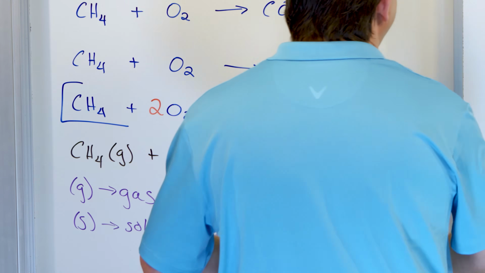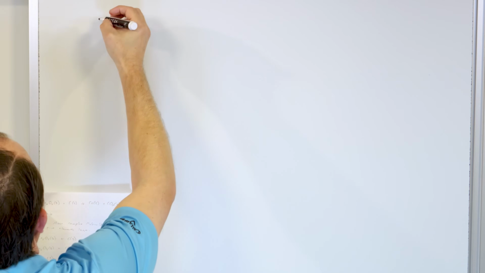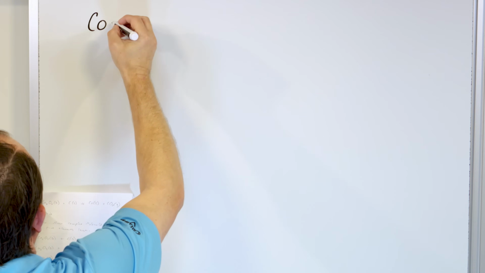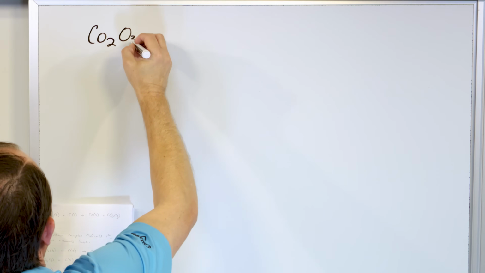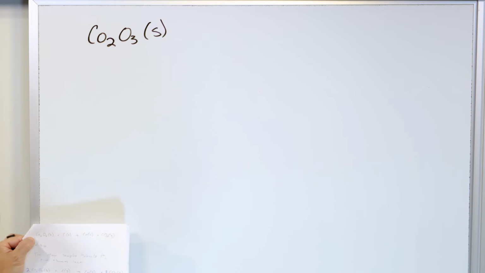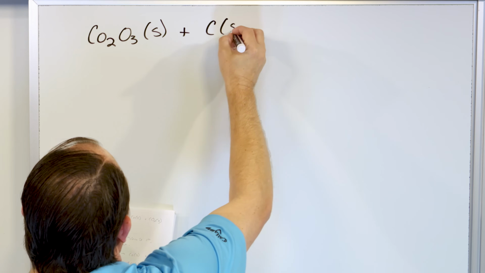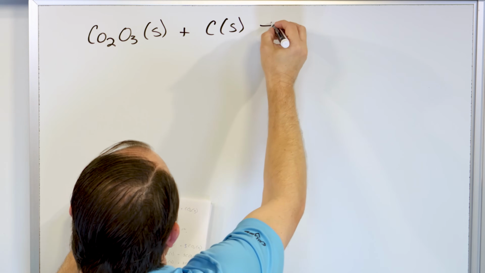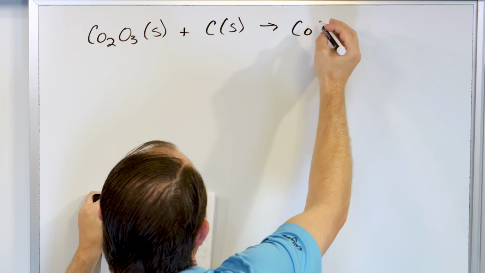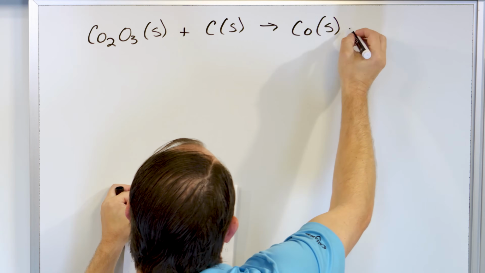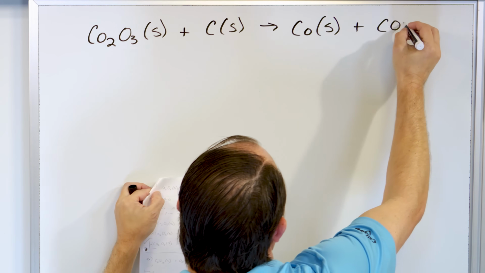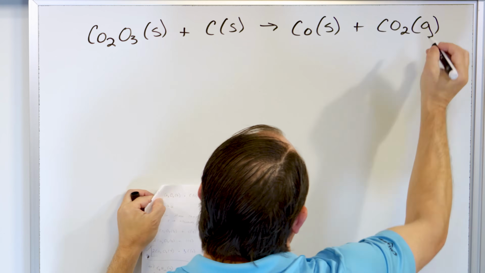All right, next reaction we're going to balance is a little more complicated. I told you we're going to get a little more complex as we go. What about cobalt oxide, Co2O3? And that is a solid, so I'll put S in parentheses. And we're going to combine that with carbon, another solid, right? And that's going to yield Co, that's cobalt, which is a solid, and then plus CO2, gas.